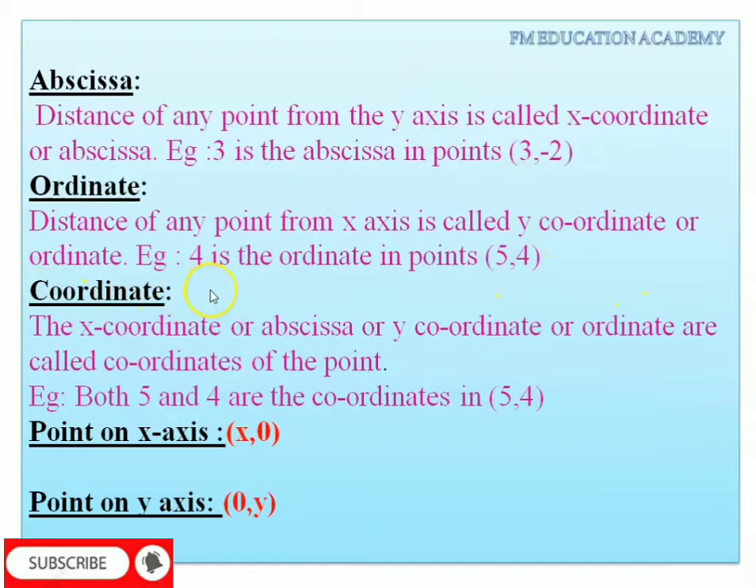Now what do we mean by coordinates? The x-coordinate or abscissa and the y-coordinate or ordinate are called the coordinates of the point, as I've explained to you. That is, here 5 and 4 both are said to be coordinates.